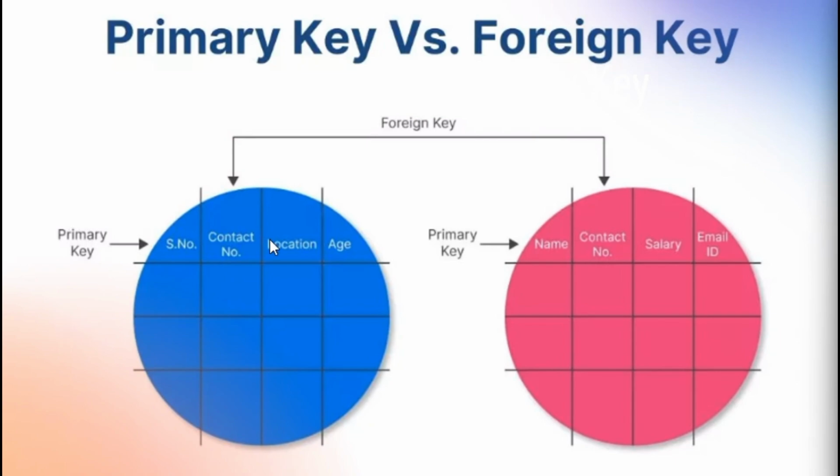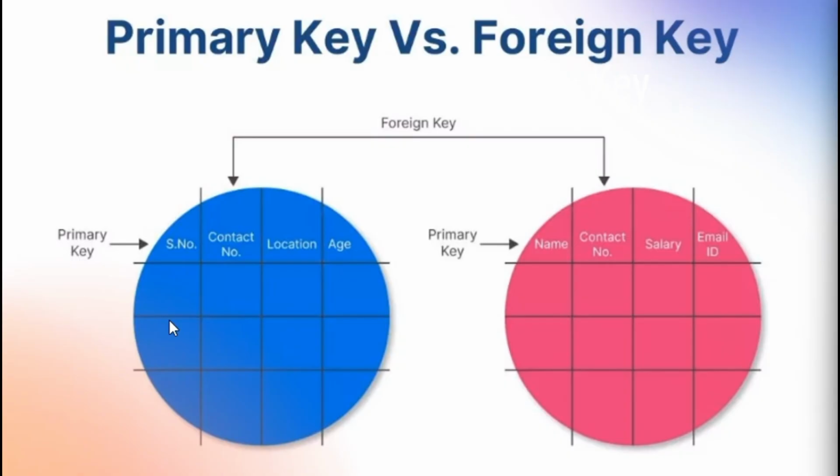In short, primary key stands for uniqueness and foreign key stands for relationship. Let's make this easy using this diagram. We have two tables represented by these two circles. The blue circle on the left has serial number, contact number, location, and age. And the pink circle on the right has name, contact number, salary, and email ID. Serial number in the left table is the primary key. It uniquely identifies every row in the table.